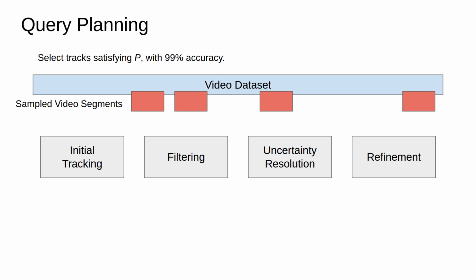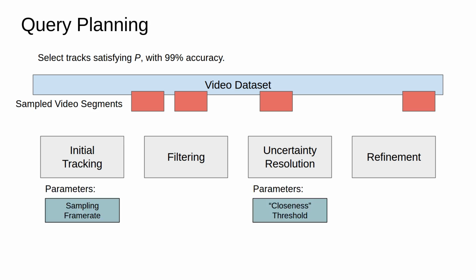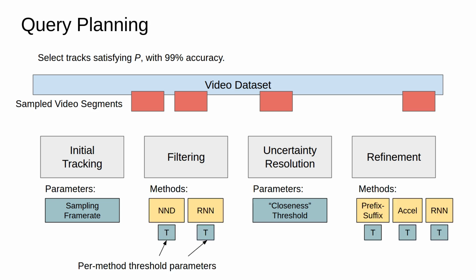Initial tracking and uncertainty resolution expose a single parameter that can be tuned to derive a speed accuracy trade-off. So we set the parameters independently in those stages such that the tracker would correctly recover 99% of the tracks in the sampled validation segments. And we can verify this since we've already captured those tracks at the full frame rate in those segments.